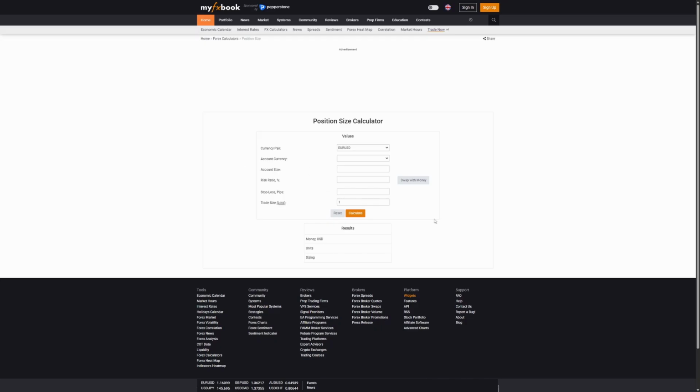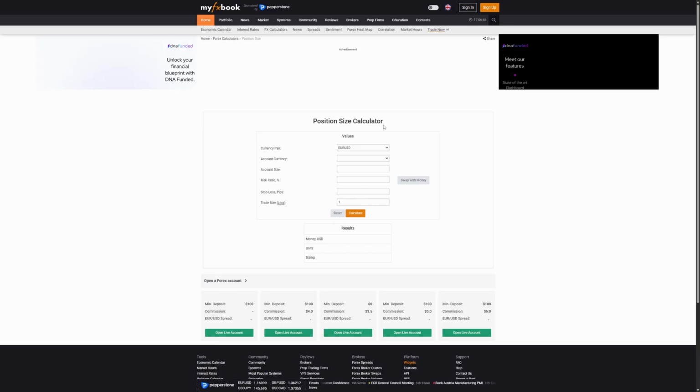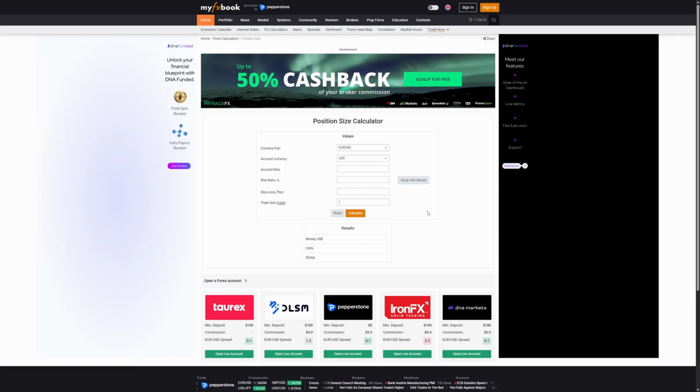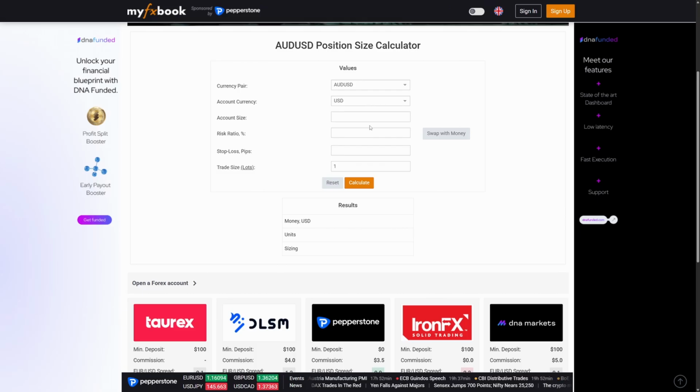Now, what next from here? Remember, this is how the platform will look like. So remember, it must show you this position size calculator. After it has shown you this, it will ask you the currency pair, which is AUDUSD in our case. The account currency, you know your account currency, mostly it should be in US dollar or any other denomination. And then the account size.